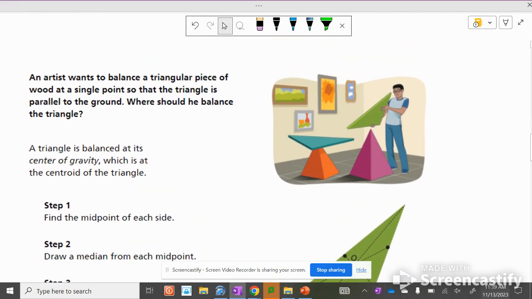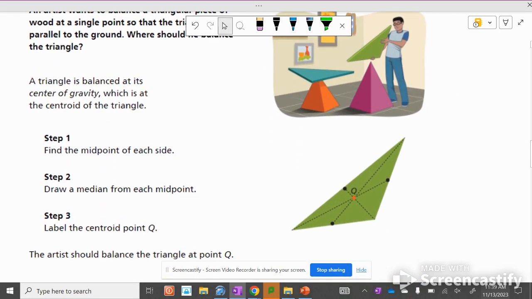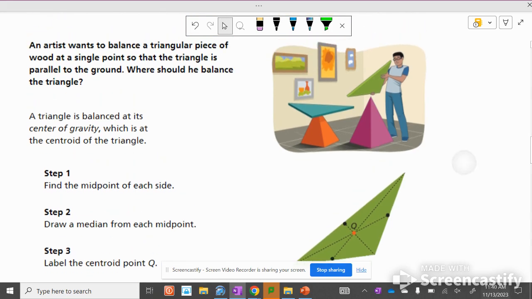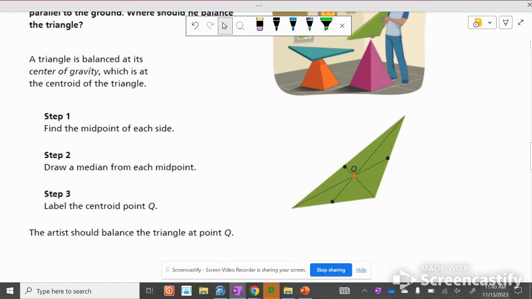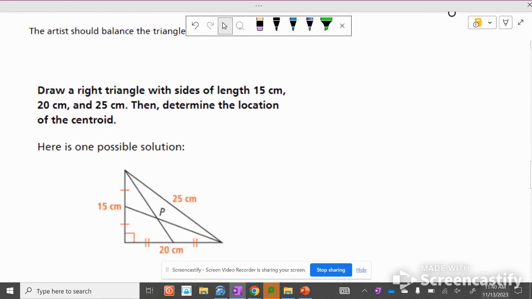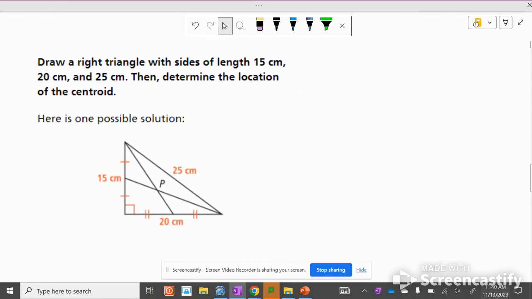The centroid is like the balancing point. If you put a triangle on top of a pointed object, to get it to balance, you have to put it right on the centroid, which is the center of gravity. So this dude has to find where the center of gravity is. Well, if he just draws the medians of the three sides, you can find the centroid, which is the center of gravity.